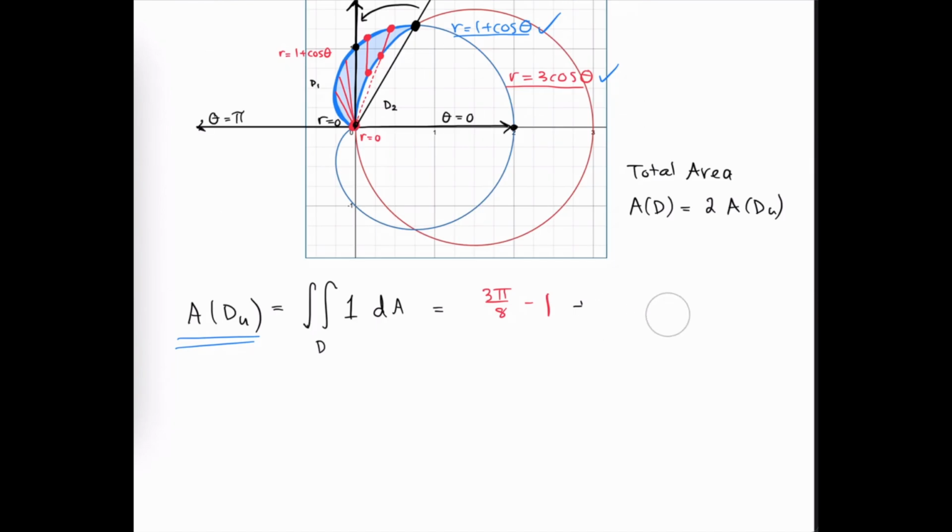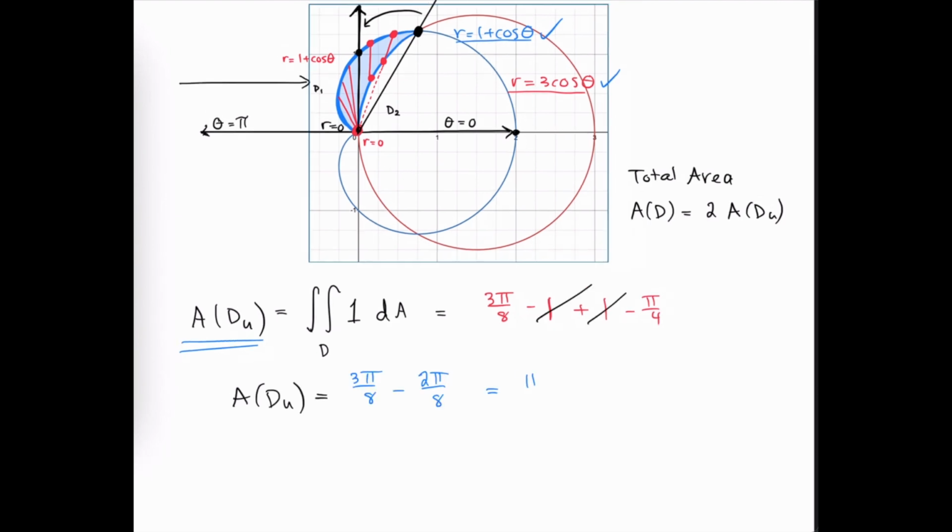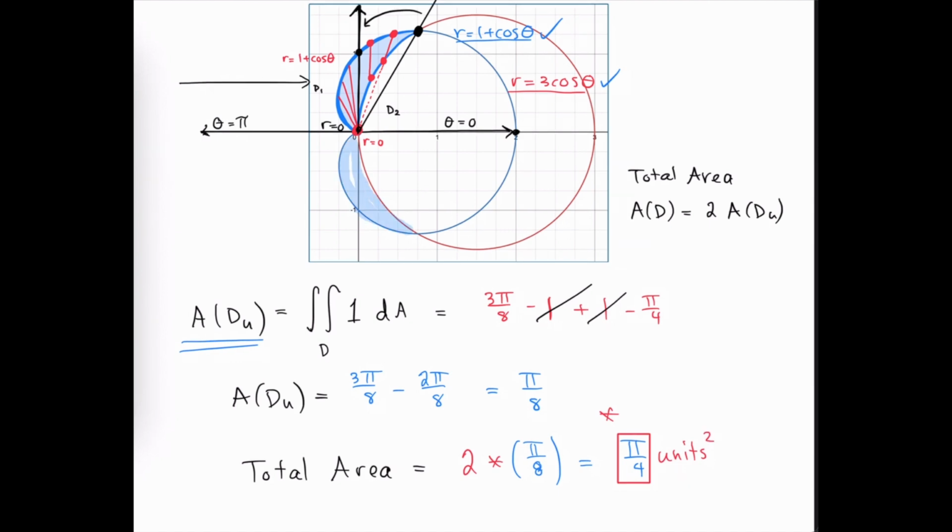And we'll take that back up here and add it to the area of that first domain region. So the area of this upper section up here turns out to be pi over 8, and the total area would then be 2 times that amount, or pi over 4. Units squared, because we're talking about this total area in both of these regions.